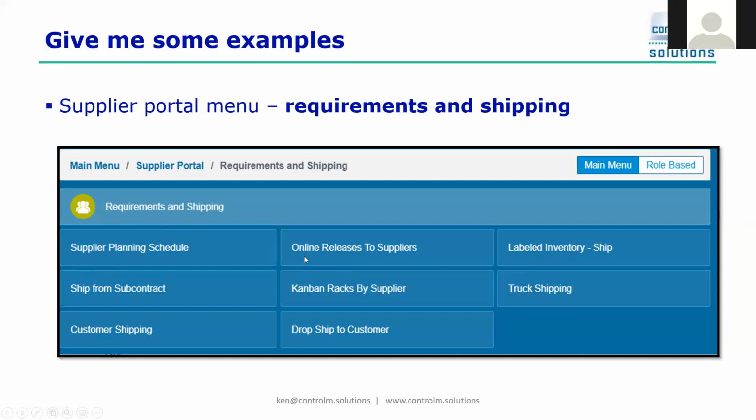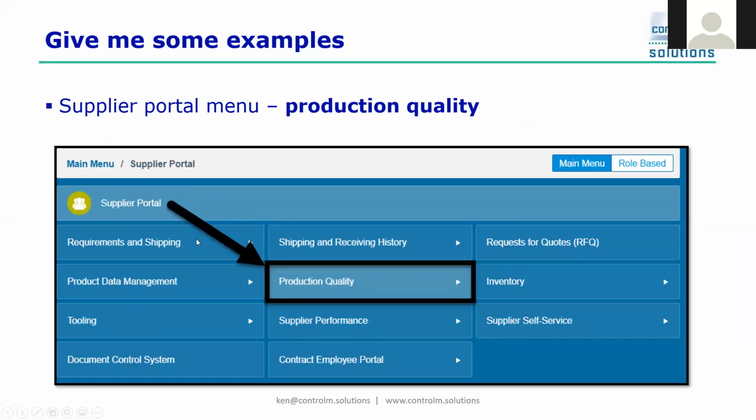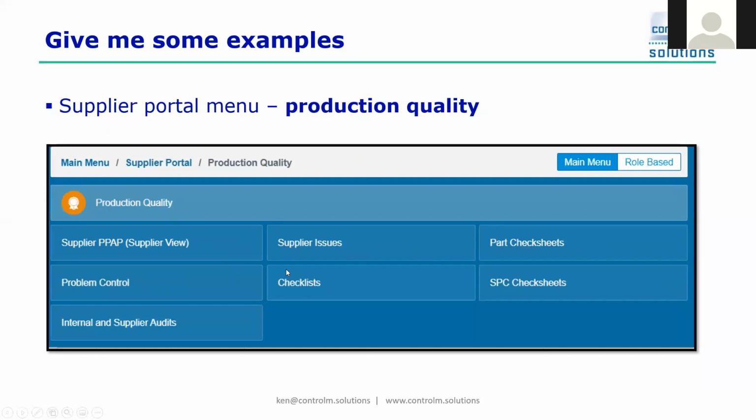So some amazing screens and abilities here. And we're just looking at one of the supplier portal menus called requirements and shipping. We're going to look at another called production quality. And I know we've got some food and beverage folks on the call right now, but in production quality, maybe we give access to problem control, or maybe we give access to SPC check sheets.